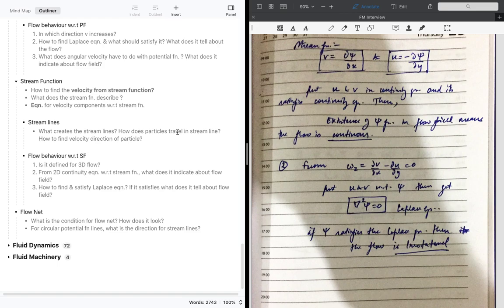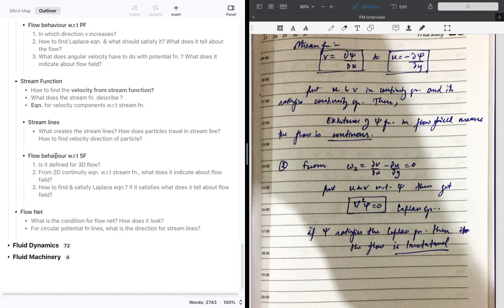Okay. What creates the streamline? How does the particle travel in the streamline? How to find the velocity direction? So the velocity direction is basically the tangent of the particle at that location. How to create a streamline? Those particles which are moving along the same location, we trace that, and we create a line. How does the particle travel in the streamline? They always travel in parallel, and no two streamlines are perpendicular or coincide with each other.